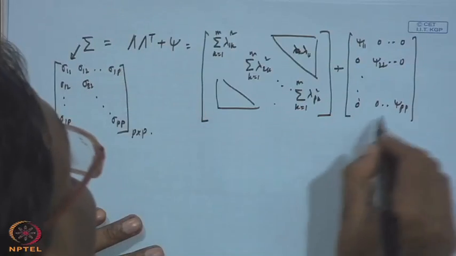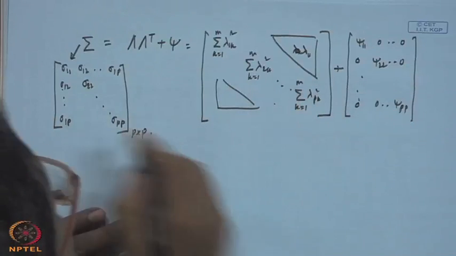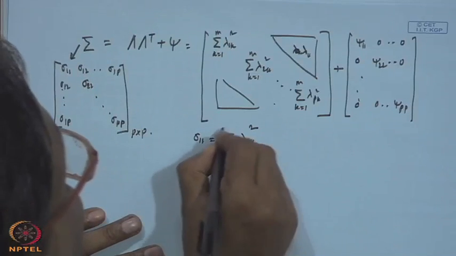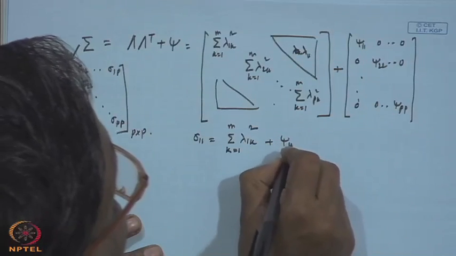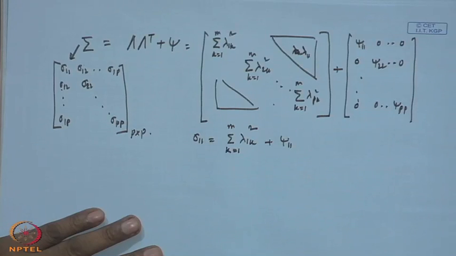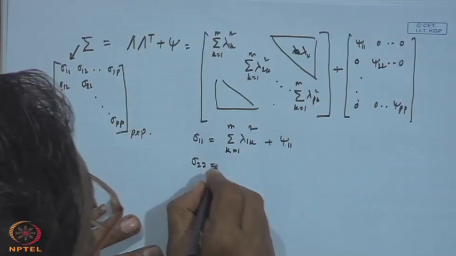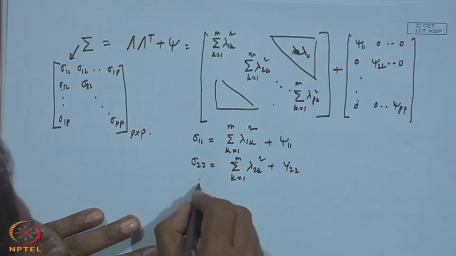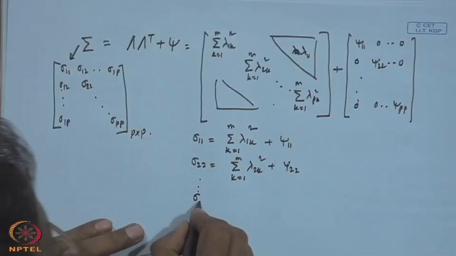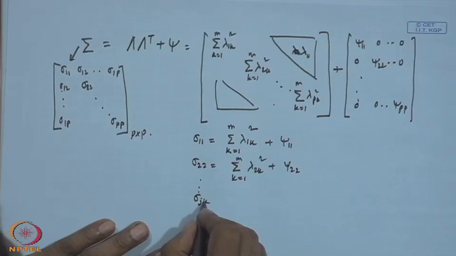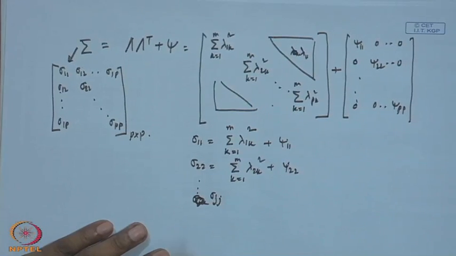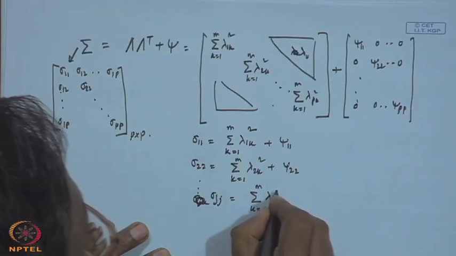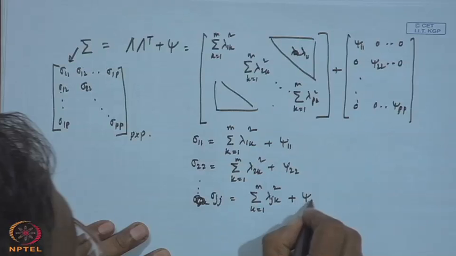Then if you compare this versus this diagonal element, what you will get? Sigma 1 1 equal to the sum total of lambda 1 k square, k equal to 1 to m, correct, plus psi 1 1, yes or no? Similarly you will get sigma 2 2 equal to sum over k equal to 1 to m of lambda 2 k square plus psi 2 2. In the same manner, suppose we write j j, because we are interested in the variance components: sigma j j equals sum over k equal to 1 to m of lambda j k square plus psi j.